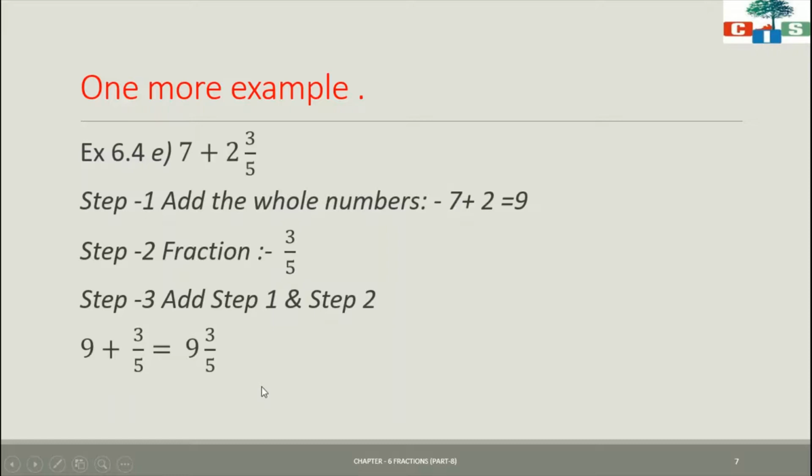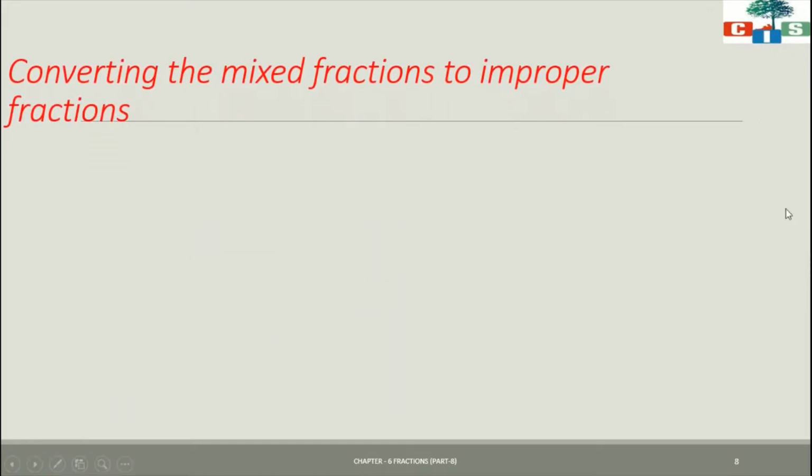Okay, you have to just add the whole numbers and write the fraction as it is. Okay, scholars, now we will go to the next method and solve sums related to it, that is converting the mixed fraction to an improper fraction. We have to convert the mixed fraction to an improper fraction and then add it. So we'll solve sum number B from exercise 6.4, question number 2.